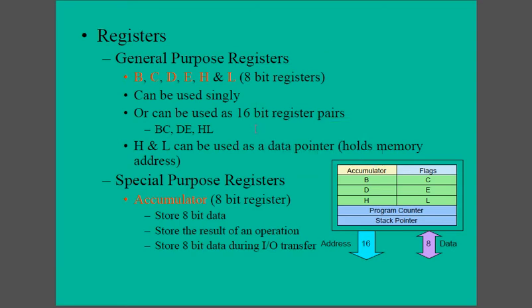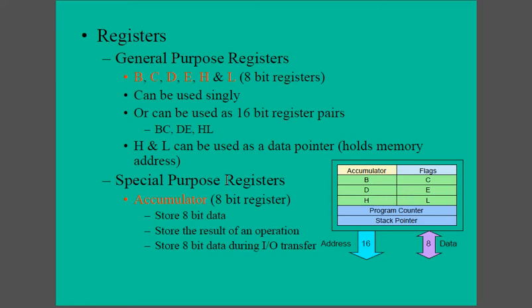H and L can be used as a data pointer, which holds a memory address. We'll talk about this based on the instructions. H and L can be a data pointer, which stores the memory address. So whatever instruction is referring to the H and L registers is referring to the stored memory address.